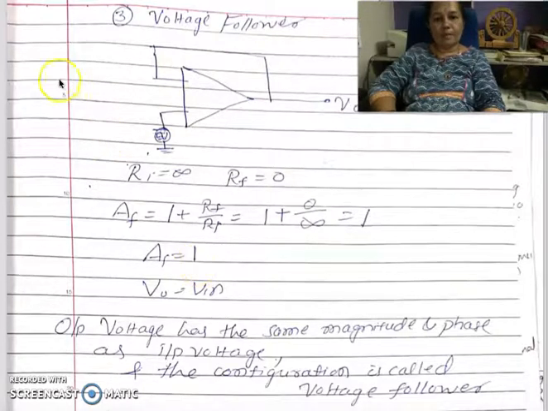I hope you have understood. Whatever input you are feeding, exactly the same will be followed by the output, hence the name voltage follower. I suppose there is no doubt, and this is an important parameter used in various numericals. Just remember that in a voltage follower, output is equal to input. Okay, so I am going to end the discussion on voltage follower.